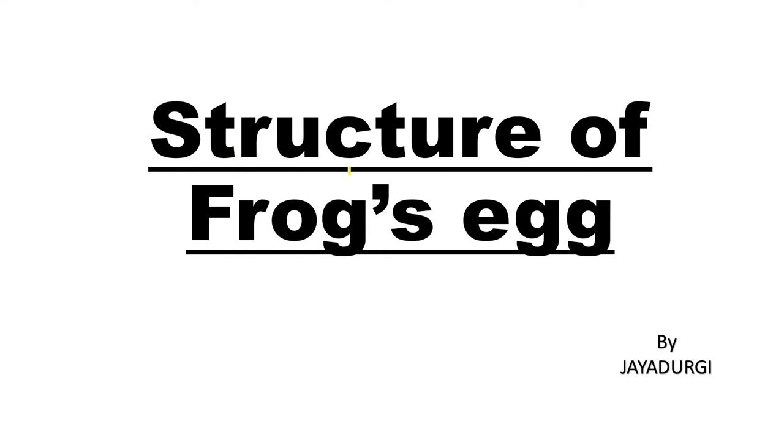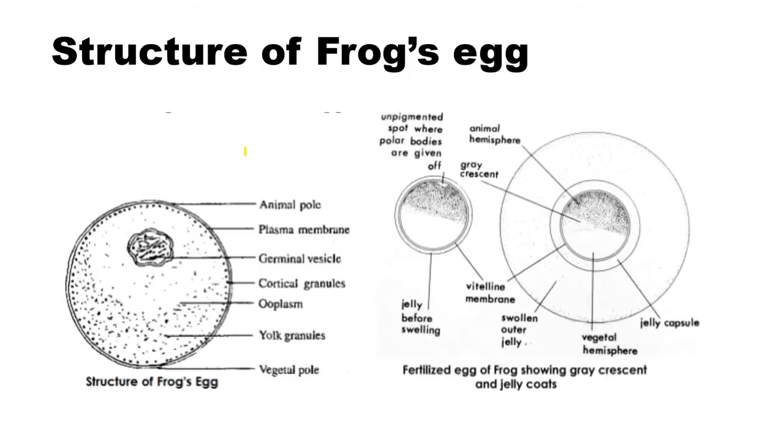Today's topic is about the structure of a frog's egg. Okay, let's begin. When it comes to the structure of a frog's egg, the frog egg is spherical in shape, and its diameter is about 1.75 millimeter.